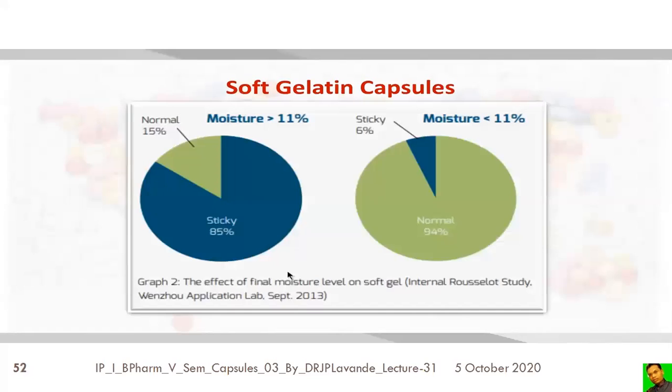As far as the moisture content is concerned, if the moisture content remains more than 11%, the capsules obtained in the form of soft gelatin capsules will be only 15% normal, and 85% will be sticky, which is not desired. In order to get the desired capsule, we need a moisture content of less than 11%. If we select the moisture content less than 11%, then we can have sticky capsules only up to 6%, whereas the normal capsules will be up to 94%, and that is highly desirable.